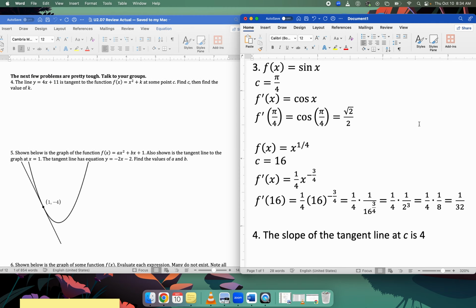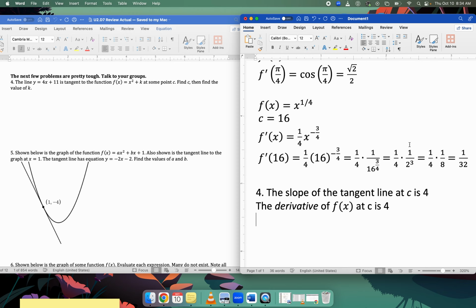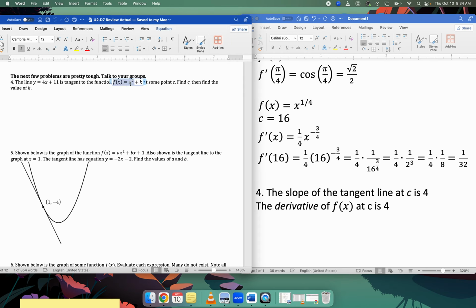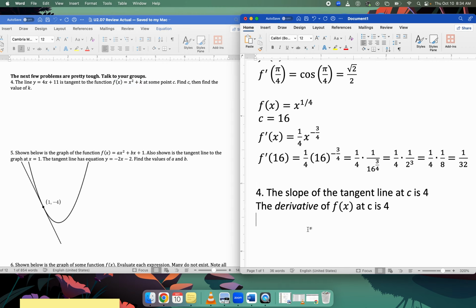Which means that the derivative of f of x at c is 4. In other words, we can find c by asking when is the derivative of this function equal to 4, right? c is the very location at which the derivative of this guy is 4.